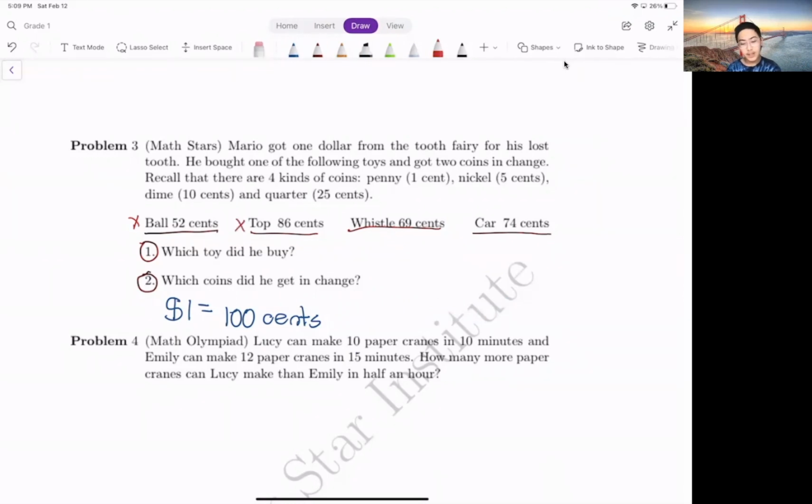So now let's look at the whistle. 100 minus 69, that gives us 31. And now let's play around with 31 to see if we can split it into 2 coins. So let's look at the quarter first, since that's the largest. And let's see, quarter 25 has to plus 6 to equal 31. And since we know there's no 6-cent coin, we can erase that possibility as well.